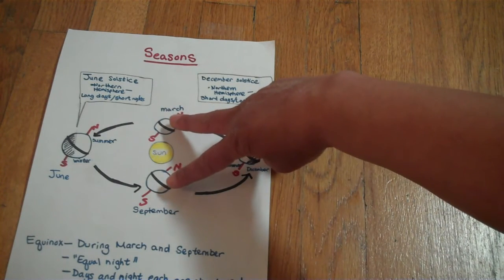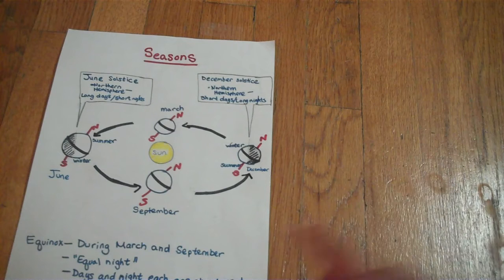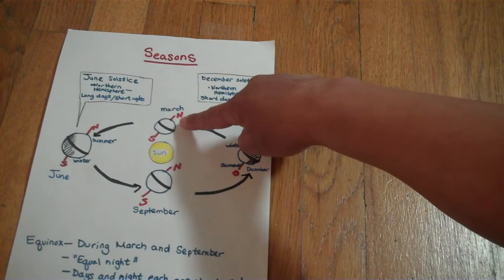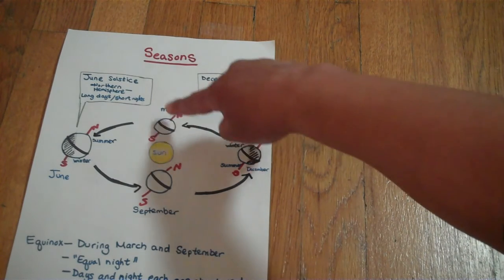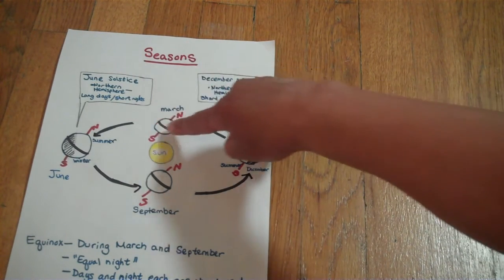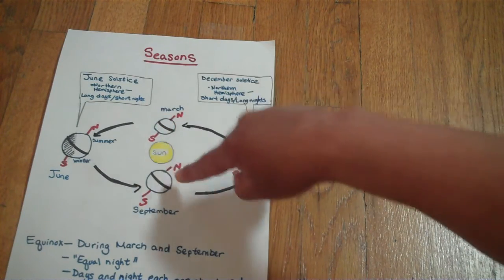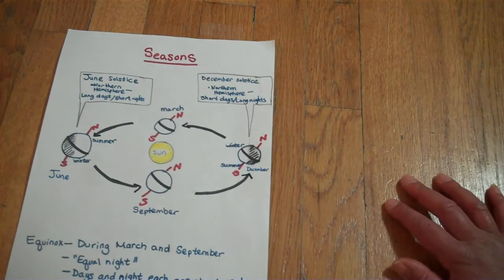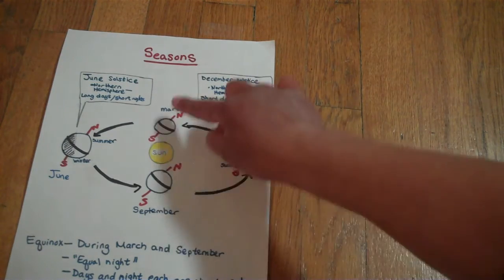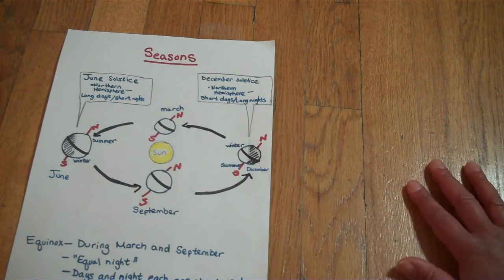Notice I skipped these two Earth models here in the middle. They're called equinoxes. During the March and September equinox, which means equal night, the days and nights are about 12 hours. If we look at the model of the Earth from outer space, the amount of sun hitting the Earth would be about 12 hours of day, and night would have about 12 hours of night, because the angle does not matter. It's not affected by the tilt.